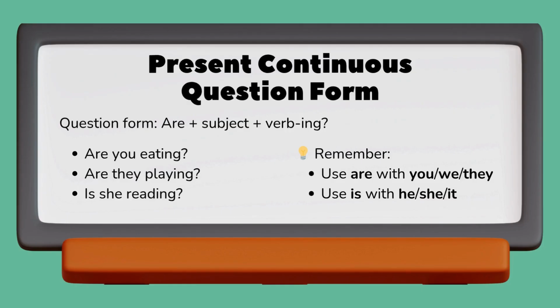Examples: Are you eating? Are they playing? Is she reading? Remember, use are with your subject you or we or they. Use is with your subject he, she, or it.